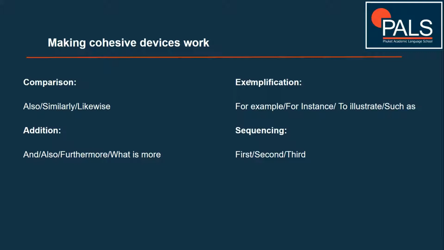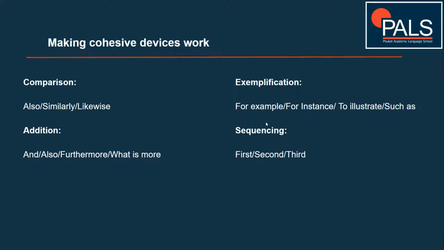Exemplification. Okay, if you want to give examples to strengthen your argument in your essay, you can use for example, for instance, to illustrate, such as. Just be careful with such as. I would advise only using that in the middle of a sentence. Okay, don't use it as the first two words of a sentence. It sounds a bit weird. So in my essays, generally I will use for example once in body 1. I'll use for instance once in body 2, and I'll probably use such as at least once in each body paragraph. It's a very useful little cohesive device.